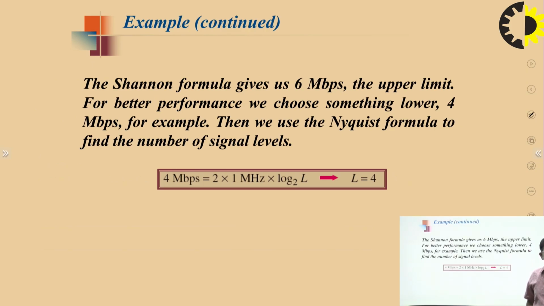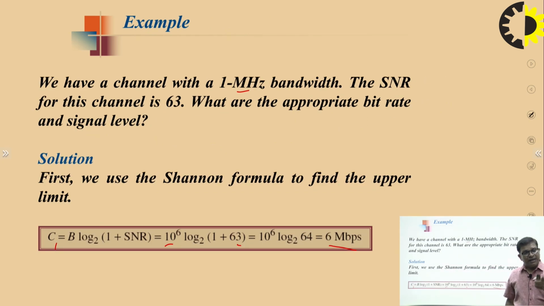Now, this is the upper limit. For better performance, we choose something lower, 4 Mbps for example. Then we use the Nyquist formula to find the number of signal levels: how many levels of signal we can transfer through this channel. Listen carefully. There is a noisy environment or a noiseless environment, but practically there is no noiseless environment.